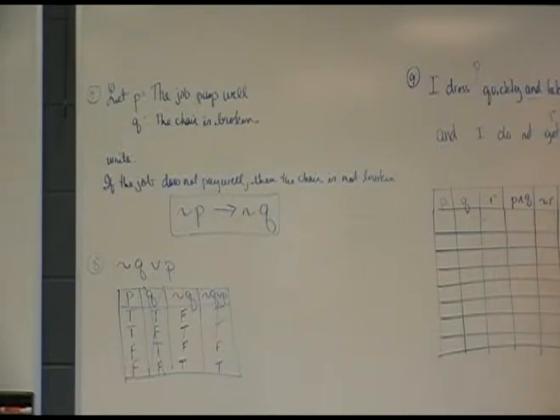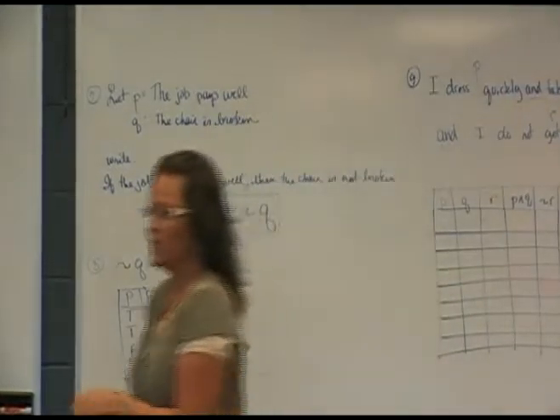So we want to do the compound statement, and ultimately the last part of our truth table is to figure out that whole thing, but we do it a piece at a time. So first of all, it says fill in your P, Q, and R and all your combinations of that.